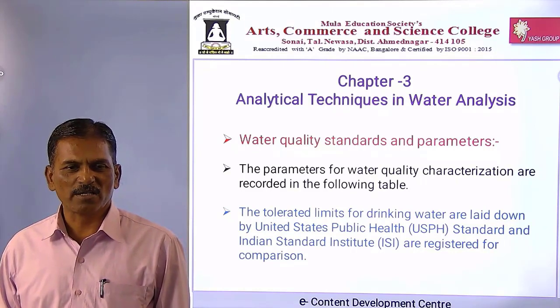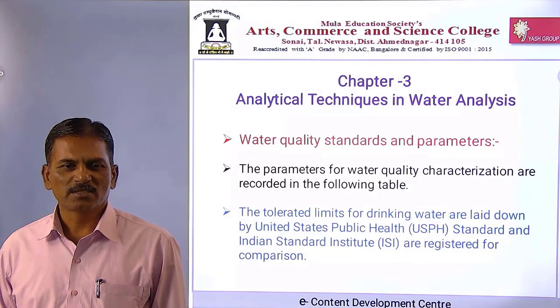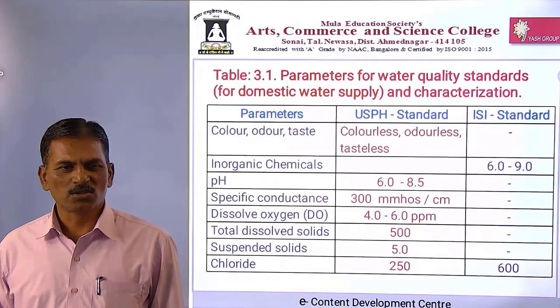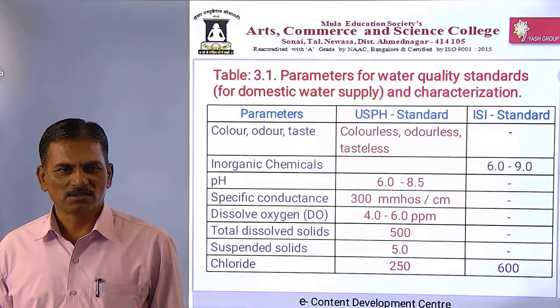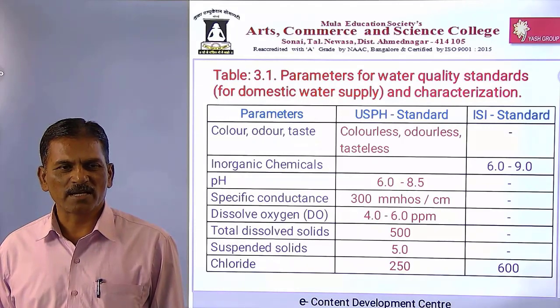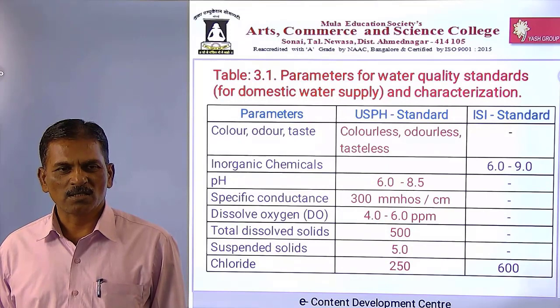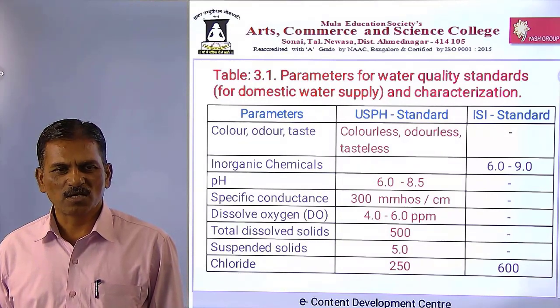The tolerated limits for drinking water are laid down by the United States Public Health Service (USPHS) standard and the Indian Standards Institute (ISI) standard, registered for comparison. These tables show the parameters for water. Table number 3.1 shows the parameters of water quality standards for domestic water supply and its characterization, as given by the USPHS standard and the ISI standard. Color, odor, taste: water is colorless, odorless and tasteless according to the USPHS standard.